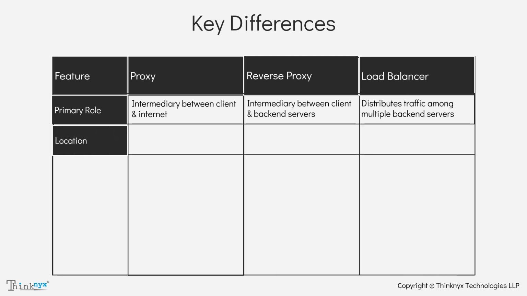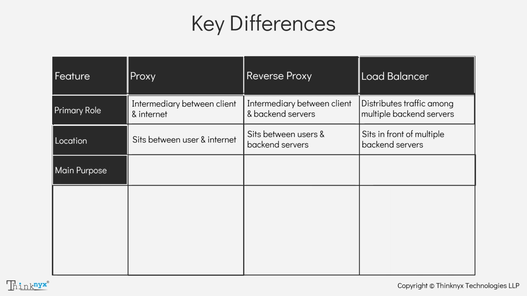Location in network. A proxy sits between the user and the internet, forwarding requests on behalf of the user. A reverse proxy sits between the user and the backend server, protecting the servers from direct access. A load balancer is placed in front of multiple backend servers and intelligently distributes requests among them.